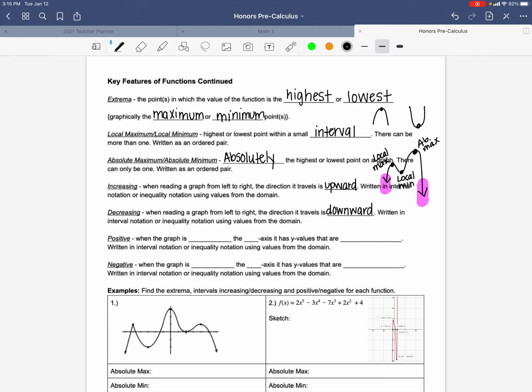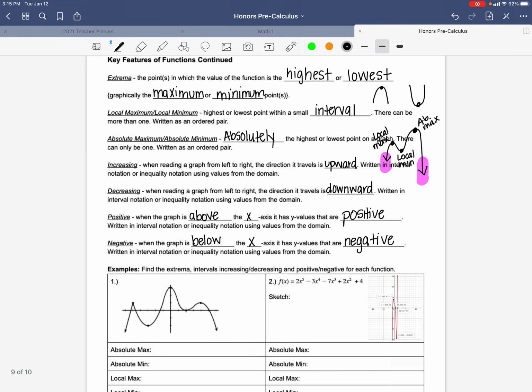And then we have positive and negative. So positive is when the graph is above the x-axis and it has y values that are positive. So when I'm looking at a graph, I'm looking at all of the parts of the graph that are above the x-axis. And then for negative, when the graph is below the x-axis, that's when all the y values are negative. So we're going to look at several examples and we're going to identify these key features based off of these definitions.